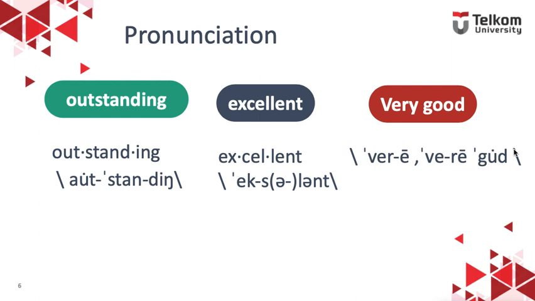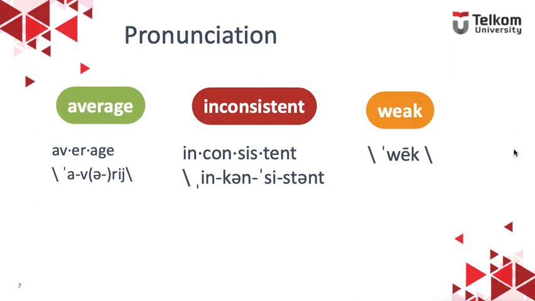Now this is how to pronounce it. Outstanding, excellent, very good. You could try this at home, okay? Now, continue on to the next vocabulary of adjectives. We could use average, inconsistent, or weak.